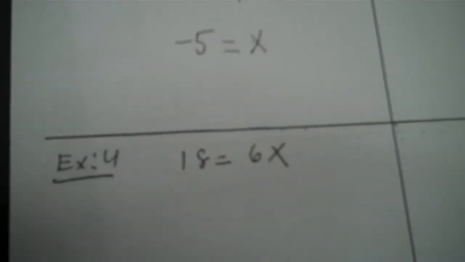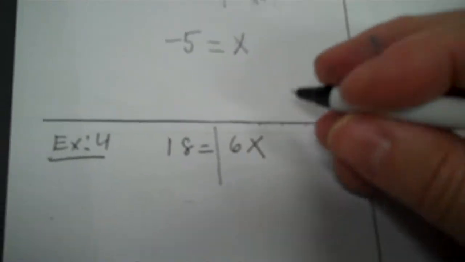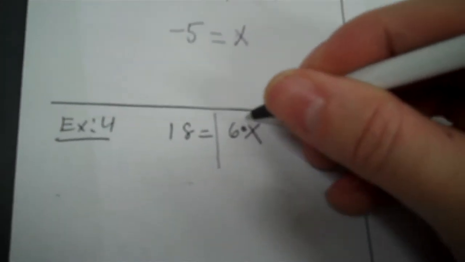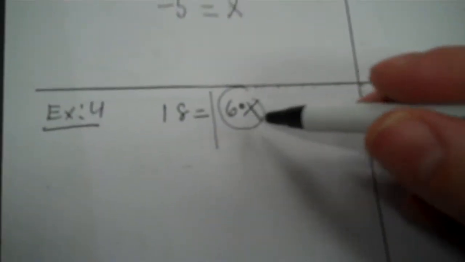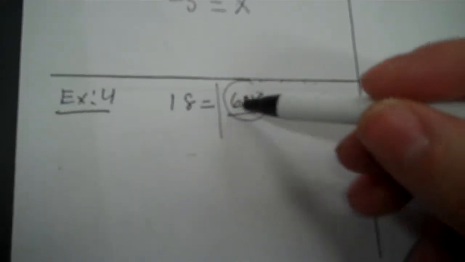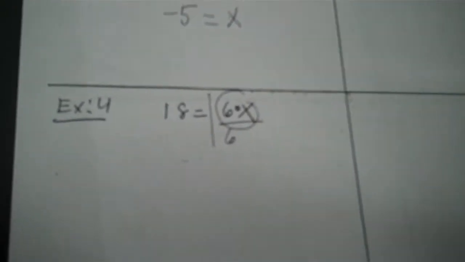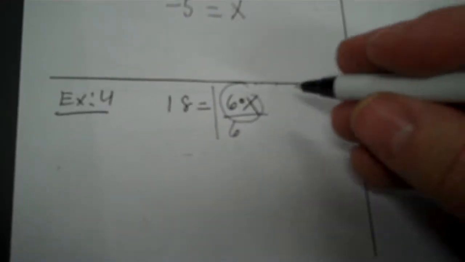Okay, 18 equals 6x. So here's the wall. Now, what's happening to the x? Well, it's a times 6. Okay, so again, I'm sorry I haven't been doing it, but get in the habit of circling your multiplication. Then you underline it, and you put 6 under the line. Not x. Don't put x under the line. Just the number, the 6.